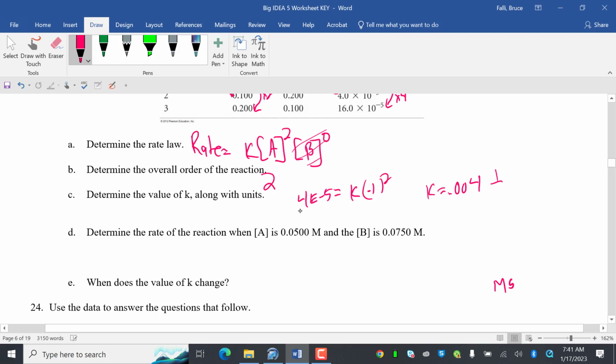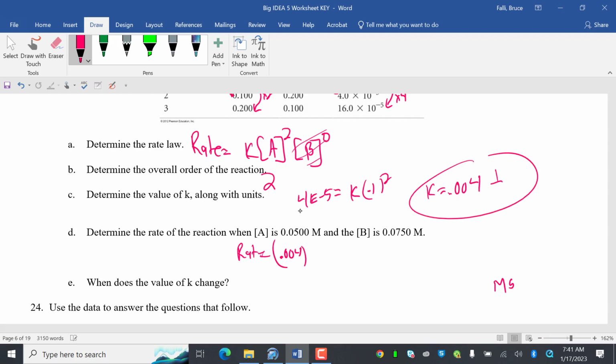Determine the rate. Morning, everybody. Determine the rate of the reaction where A is 0.5 and B is 0.75. So again, rate equals K, which is 0.004 from what I found out right here. And then 0.5 squared. B doesn't do anything because it's zero order. So 0.004 times 0.5 squared is 0.001. Still same unit, 1 over molarity seconds. When does K change? When temperature changes.